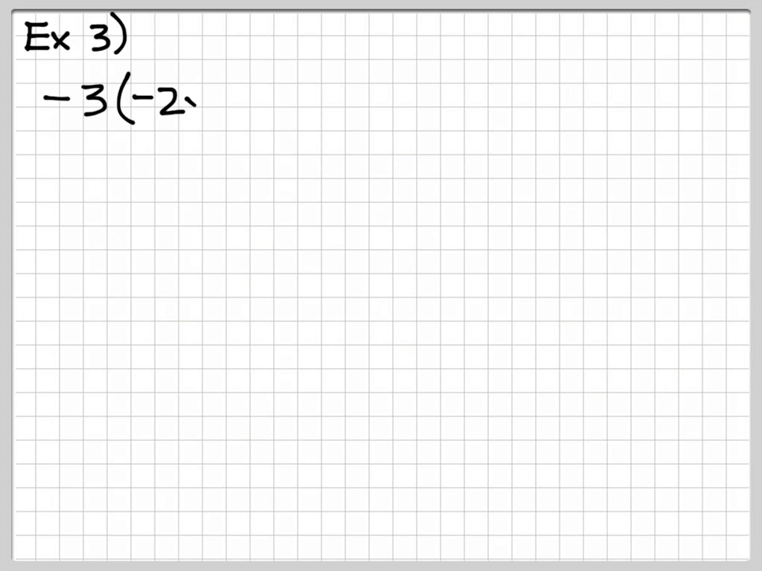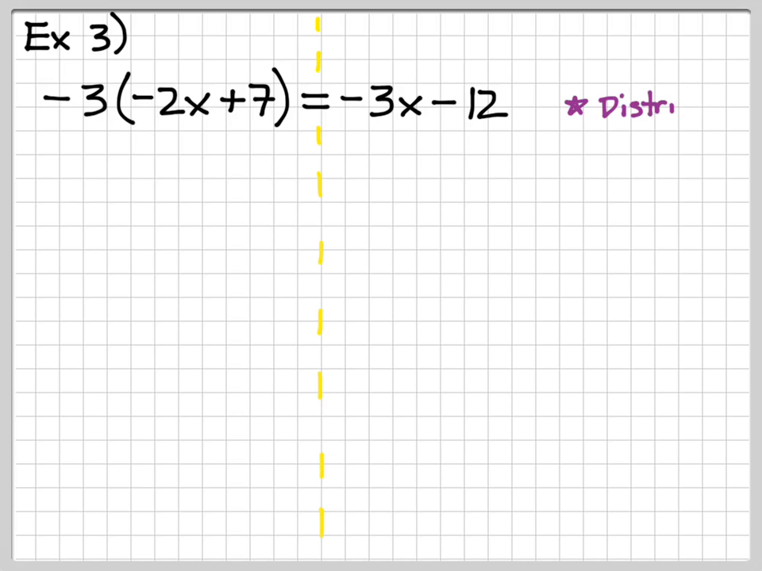Example 3: negative 3 times the quantity 2x plus 7 equals negative 3x minus 12. Again, I draw my imaginary line through the equation. I see parentheses, so I'm going to distribute. I like to circle the negative 3 so I don't forget that I'm actually distributing a negative number. I'm very careful when I distribute that I'm multiplying, and be very cautious of your signs.